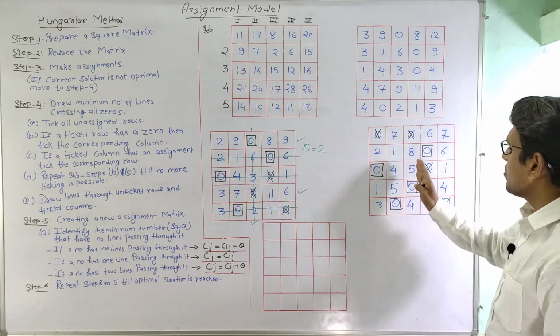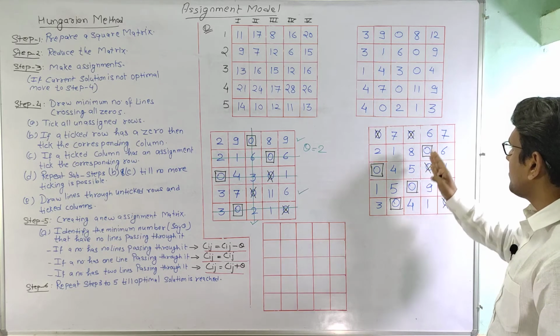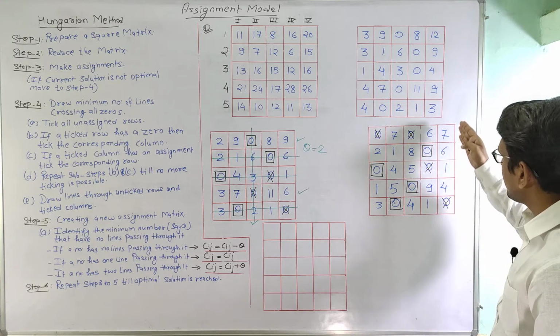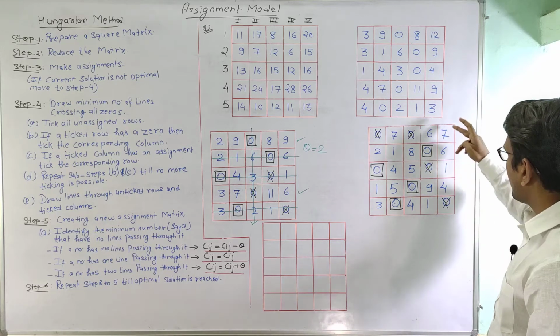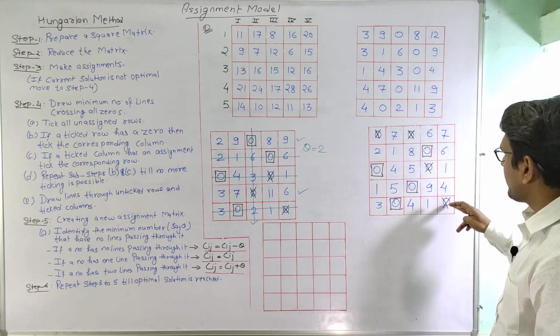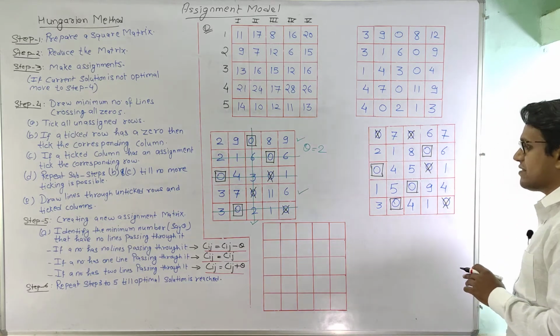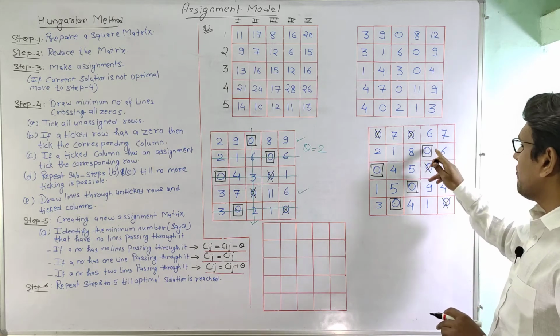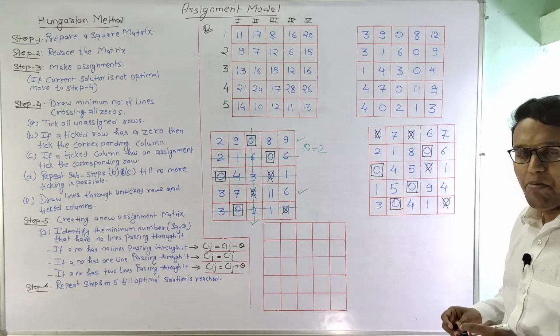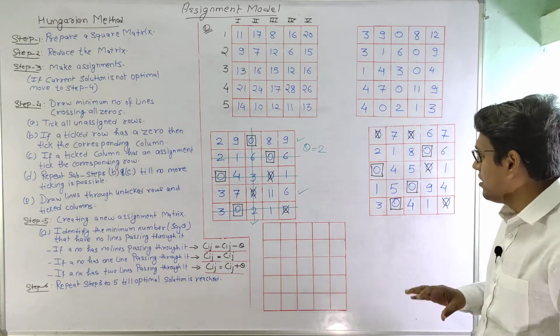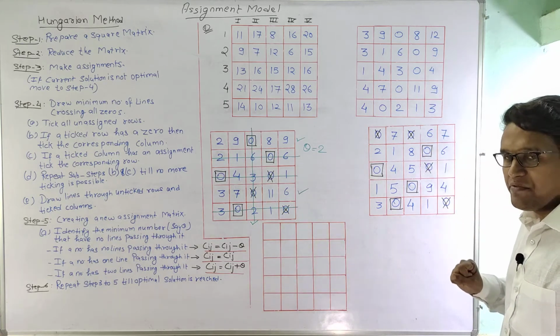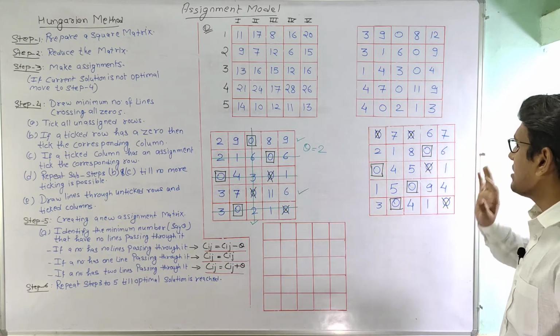Now moving on to column 3, there is an assignment, column 4 there is an assignment, and column 5 there is no assignment. Okay, now as we can see here, we have 4 assignments, but to have an optimal solution we need to have 5 assignments, which is equal to the order of the matrix.